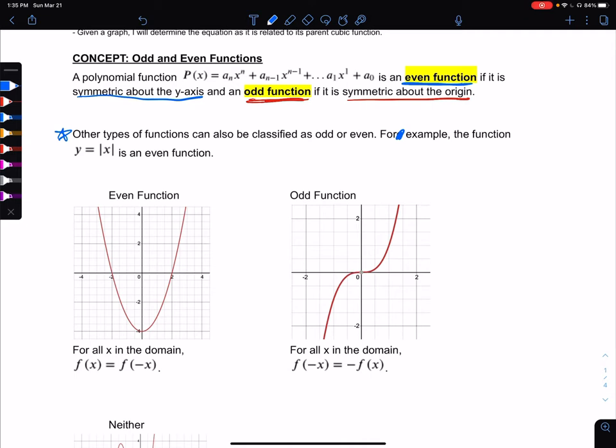So looking at this even function, we're looking to see if it is symmetric about the y-axis. So basically what's happening is if I cut this graph in half, right along the y-axis, my left and right side should be exactly the same. And if I pick any point, so let's say this point here, the distance to that y-axis should be the same as this equivalent point here. Okay, they're symmetrical. So same distance. If I pick a point down here, the distance here should be the same as the distance there.